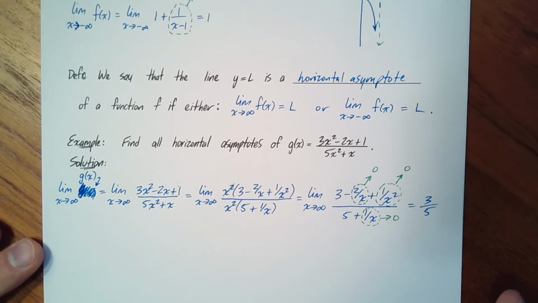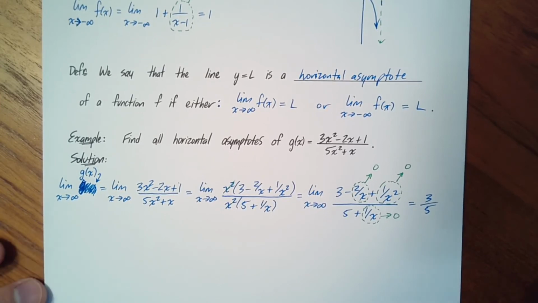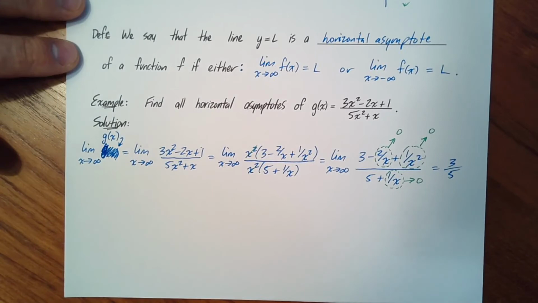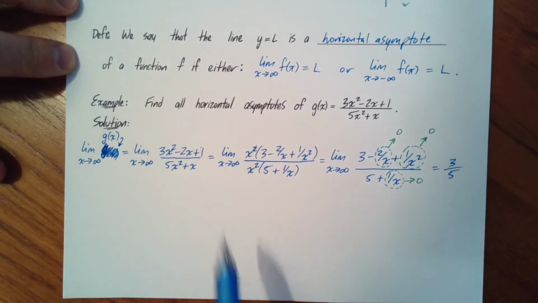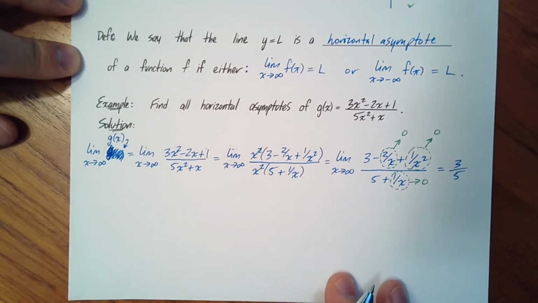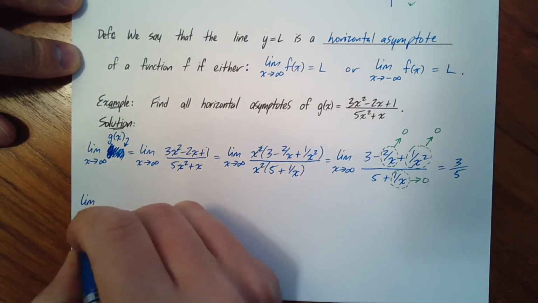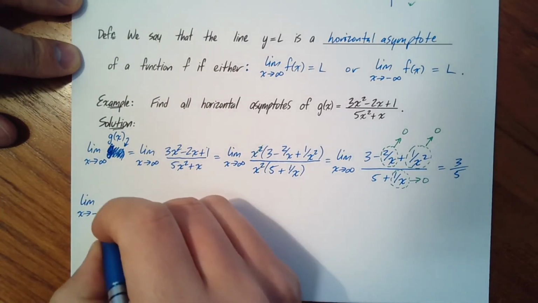But we should check the other direction as well, right? Because we might have a different horizontal asymptote. Sometimes you could have a function that has 2 horizontal asymptotes. So let's check the other direction. And it's good practice because the steps will be very similar. So let's work through them. So we'll take the limit as x goes to negative infinity of g of x.